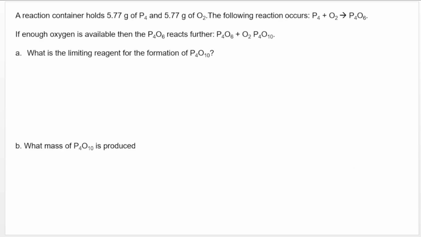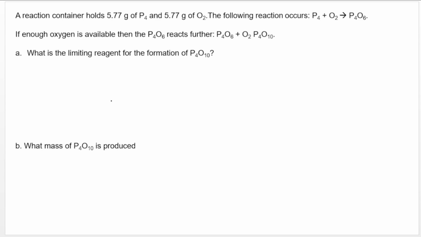Let's do one more, and this one's a little bit more complicated. It's not repetitive. Well, same process, but we have 2 reactions now. So let's read this carefully. A reaction container holds 5.77 grams of P4 and 5.77 grams of O2. The following reaction occurs. So we have this reaction. If enough oxygen is available, then P4O6 reacts further in this reaction.